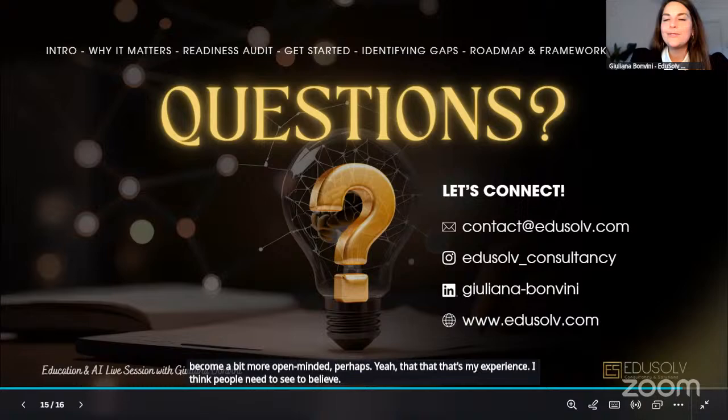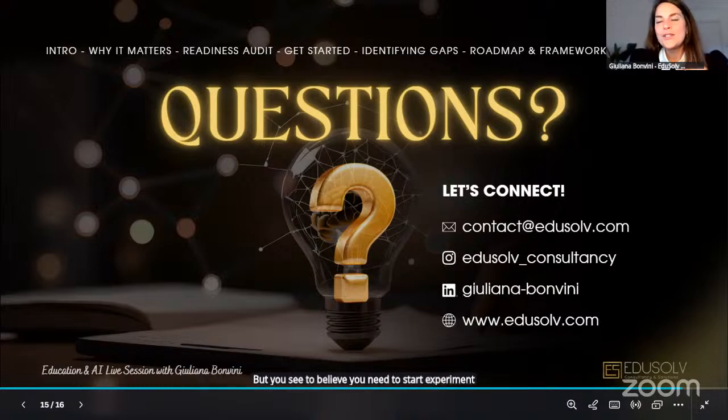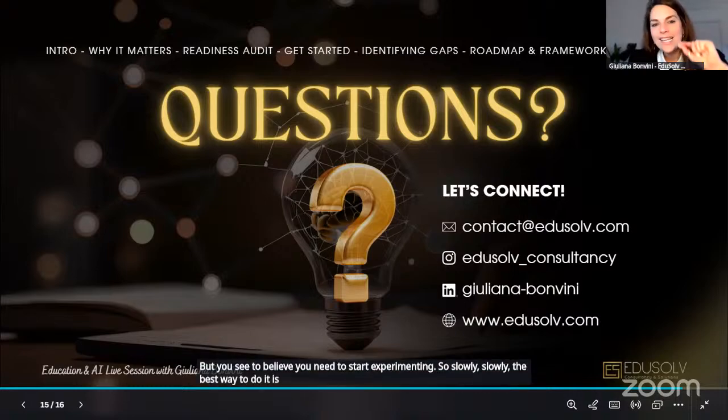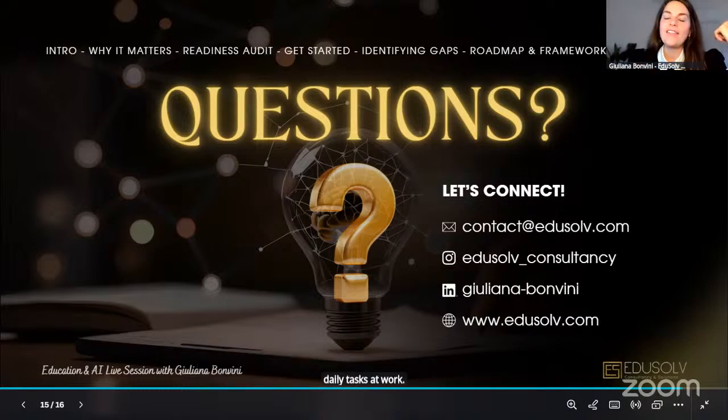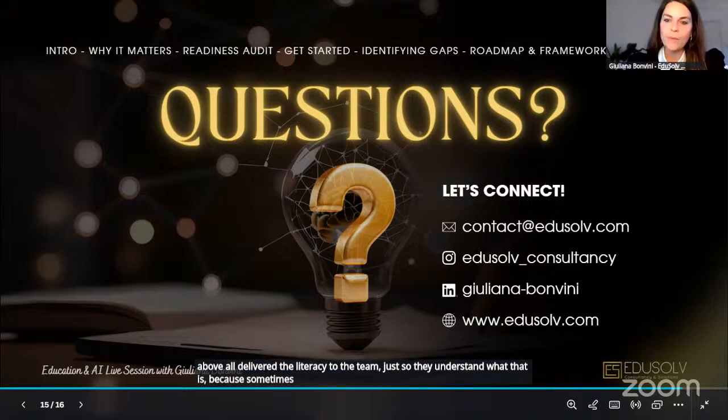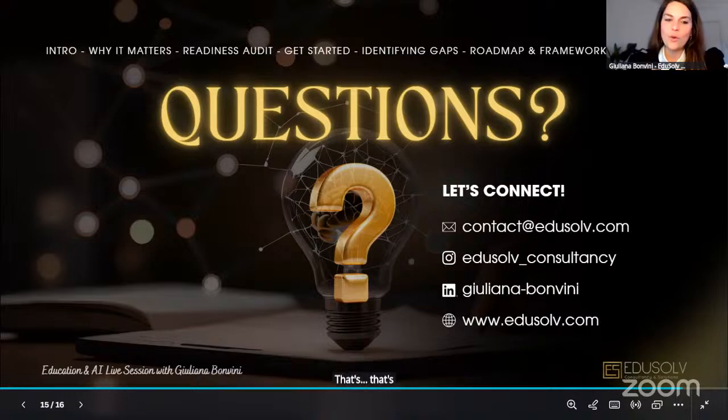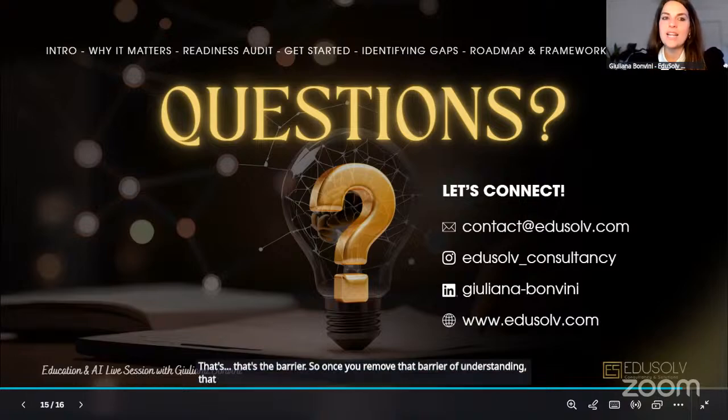But to see to believe, you need to start experimenting. So the best way to do it is to implement small steps, baby steps into your daily tasks at work. And above all, deliver the literacy to the team, just so they understand what that is. Because sometimes people are skeptical because they don't understand. That's the barrier. So once you remove that barrier of understanding, that's normally when people start getting more involved.